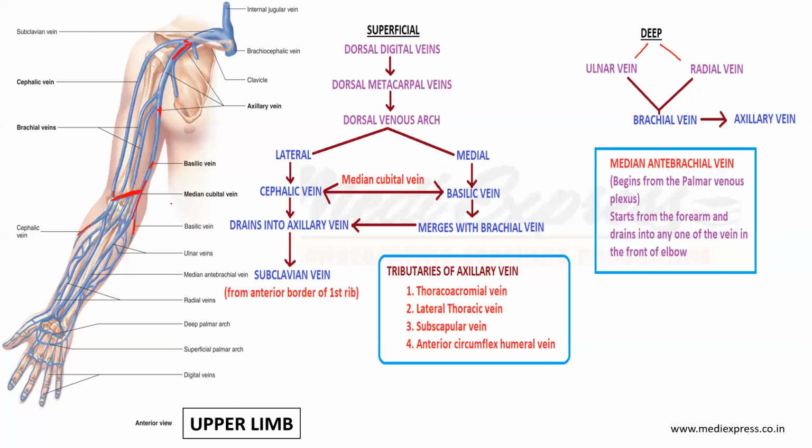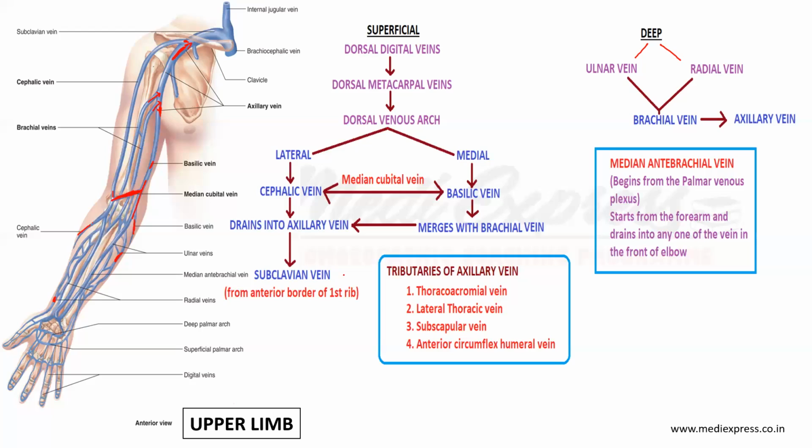So this was about the superficial part. Now we're talking about the deep one. You can see there are two: we have a radial vein, and we have an ulnar vein over here. Remember, these two will join together and form the brachial veins. This brachial vein again will merge into the axillary vein, thus draining all the blood into the axillary vein. And again, the axillary vein will continue as the subclavian vein. It's a very easy one.